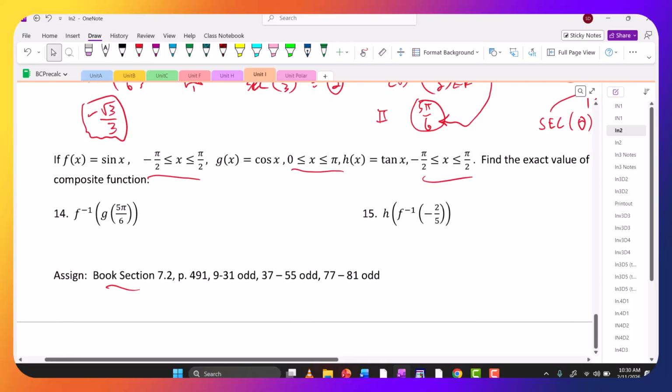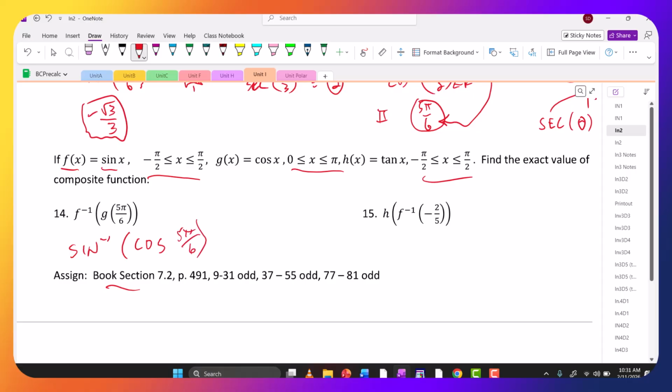So f of x is sine, but it's inverse. G of x is cosine, and it does say g of x, so it's cosine. So it's really just turned into these questions up here, just with the substitution. So ain't no thing, chicken wing. That's negative root 3 over 2.